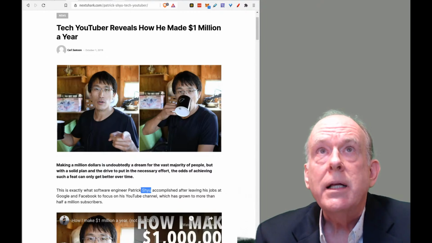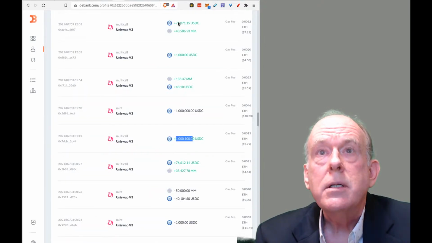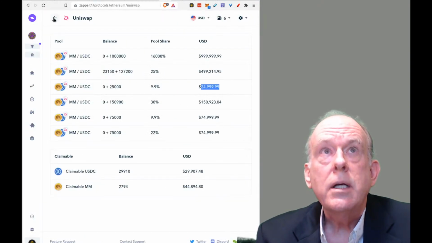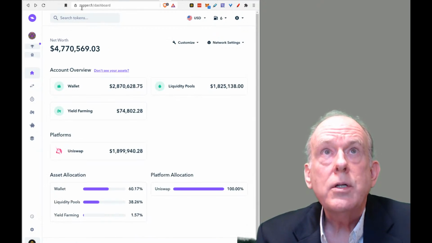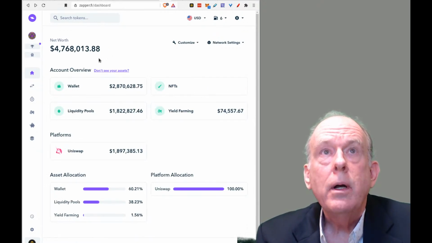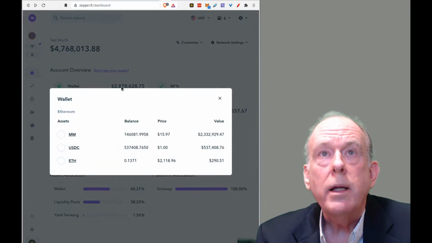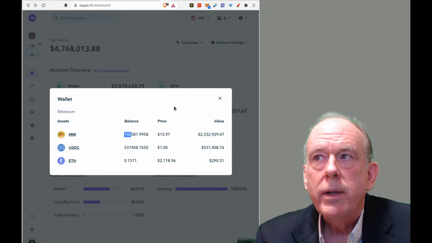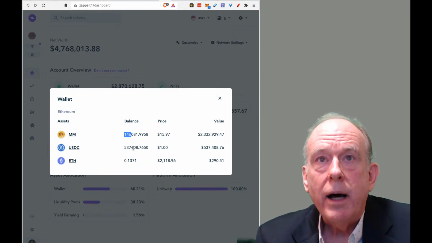What I've basically done is taken a look at his wallet, and there's a lot of tools that you can look at somebody's wallet. This one is very popular, Zapper. He's got $4.7 million in his wallet, most of which is in tokens at this point, 461,000 tokens. There was only 1 million of them created, and he sold quite a lot of them.